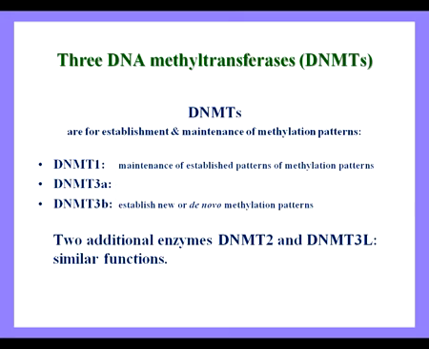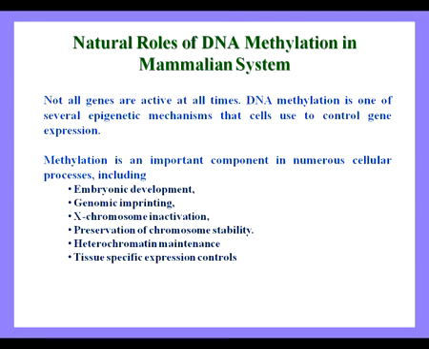DNMT1 and DNA methyltransferase 3A are responsible for the maintenance of the established methylation pattern, and 3B establishes the de novo methylation pattern. That means they can find any cytosine present in the CpG island and methylate it. There are two additional enzymes, DNMT2 and DNMT3L, which have a similar function.